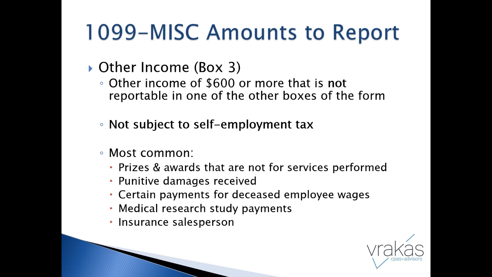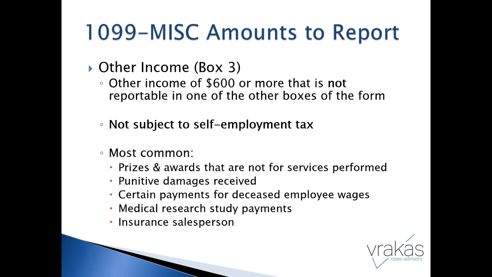Then we have box 3 in the 1099 miscellaneous. Now, I like to call this the catch-all box, because by definition, this is filled out only if you know you need to issue a 1099, but you can't determine which box it goes into because it doesn't quite fit into any one of the other boxes. And as you can see, it's not subject to self-employment tax. So if it's an independent contractor, they typically are subject to self-employment tax. They would not go here.